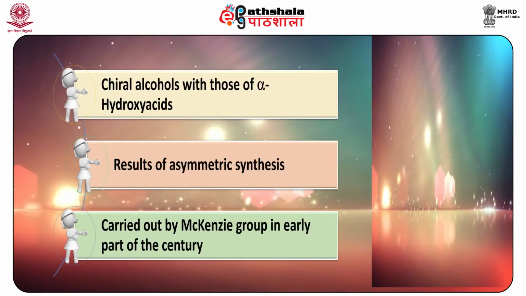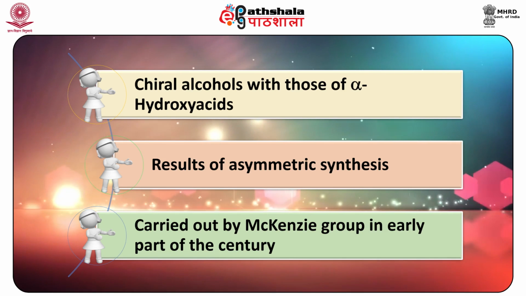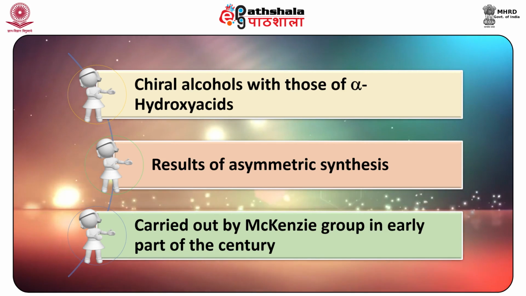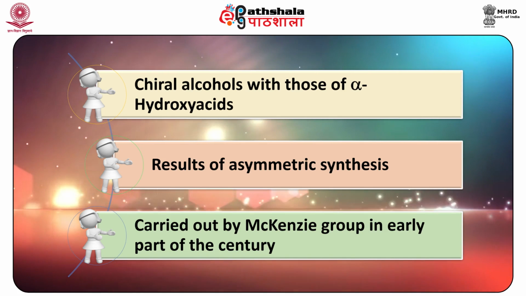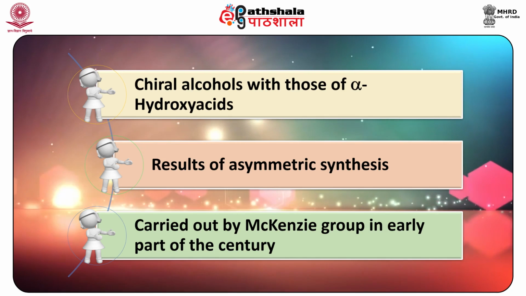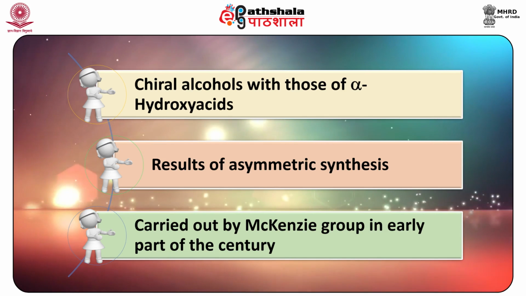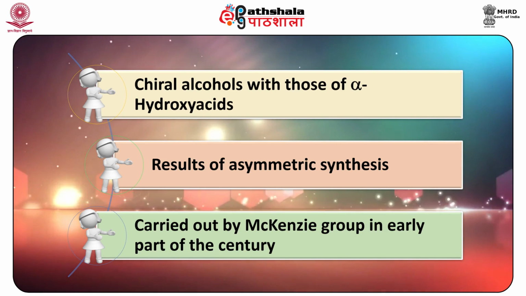Prelog's rule. Prelog's rule, which correlates the configurations of the chiral alcohols with those of the alpha hydroxy acids, especially mandelic acid and atrolactic acid, is the outcome of generalization of the results of asymmetric synthesis carried out by the McKenzie group in the early part of the century. When phenylglyoxylic acid is esterified with an optically active alcohol, for example menthol, and the ester is reduced with sodium amalgam or with sodium borohydride, mandelic acid enriched in one of its enantiomers, in this case R minus, is obtained after complete hydrolysis of the product.